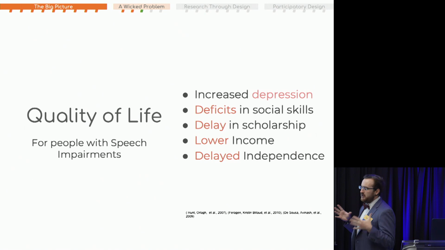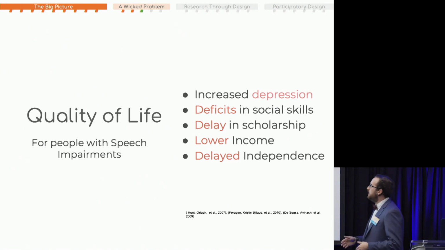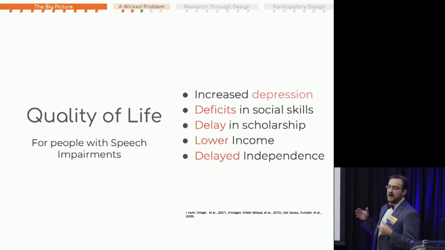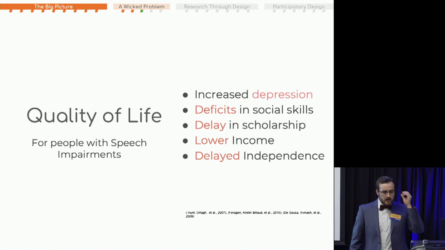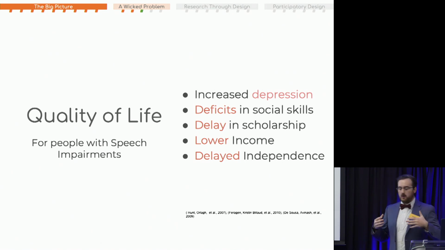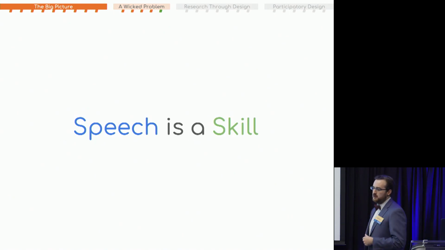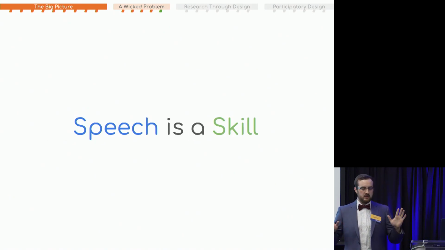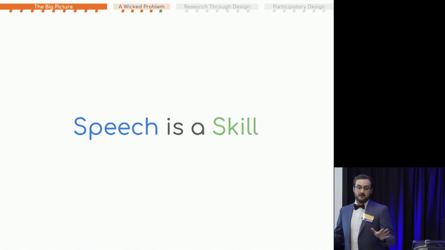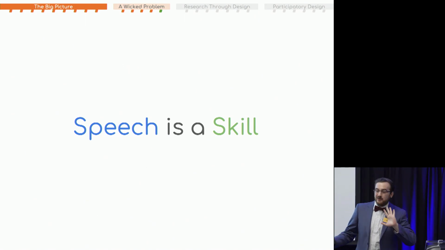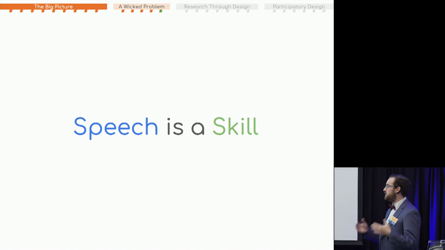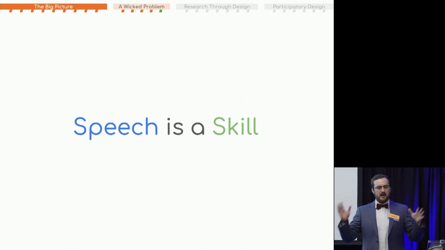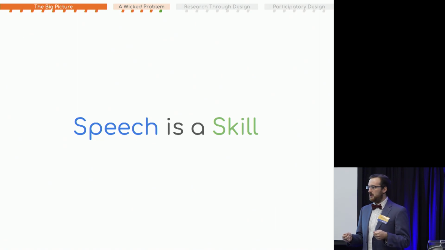And I want to talk about the implications of these wicked problems, right? Children with speech impairments are higher at risk for depression, deficits in social skills, delay in scholarship, lower income. So we need a way for these children to improve their speech, because I'm going to argue that speech is a skill. And just like any other skill, it can be worked on, it can be improved, you can practice. And typically, it's a once a month, who knows, you get to see the speech-language pathologist. You go in and you reevaluate it, and you're given a whole bunch of homework, you take it home, and the parents are supposed to just facilitate this, right?